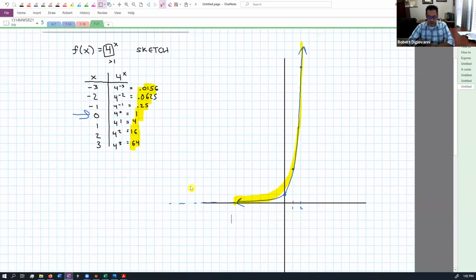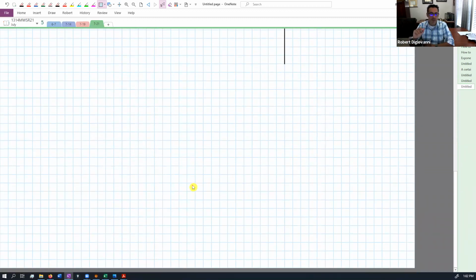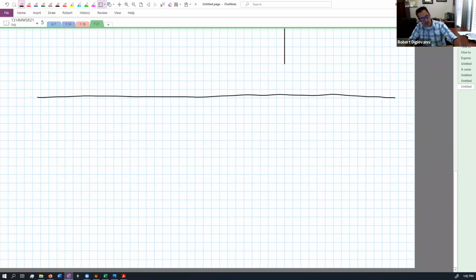So let's do this. Let me give you 2 problems. See if you can do these. All right. So I want you on your own right now to see if you can sketch these. F of x equals, try 0.8 to the x. And then I want you to do 2.5 to the x. Now don't freak out because I've given you decimals.